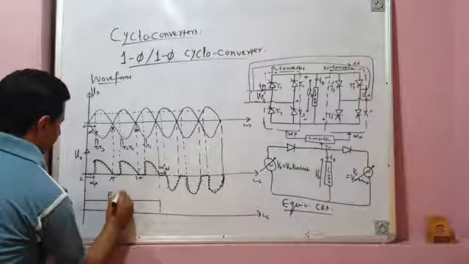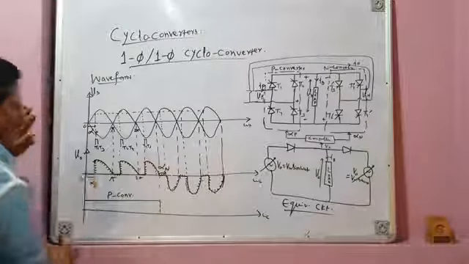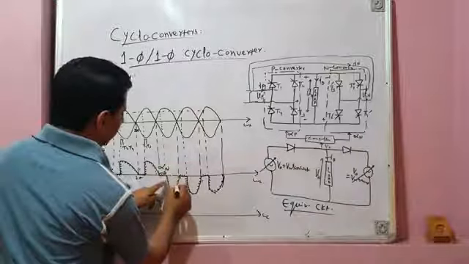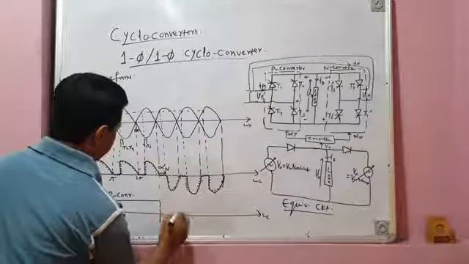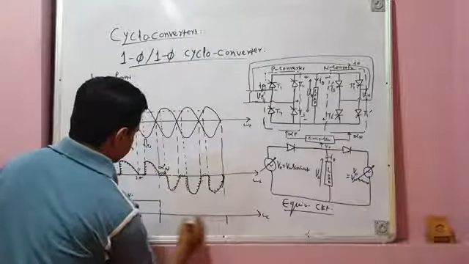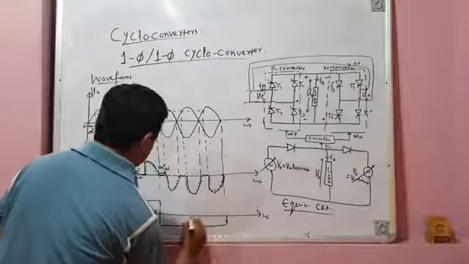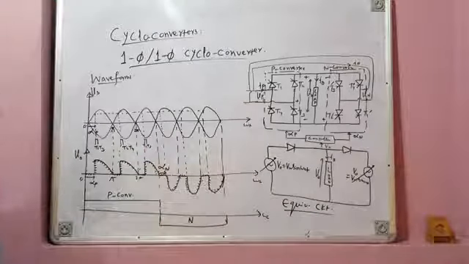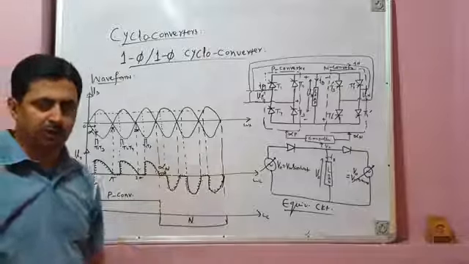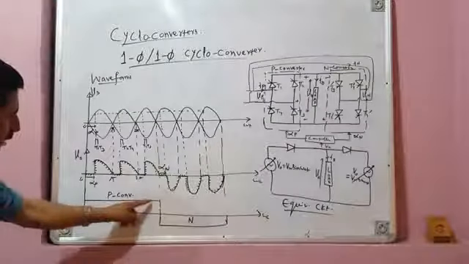This is the P converter. The P converter will be on during this time. And if you find the average value of these, the average value of these will be negative. So the N converter will be on during this. So this is the type of voltage you get across the load. So what type of voltage do you get across the load?